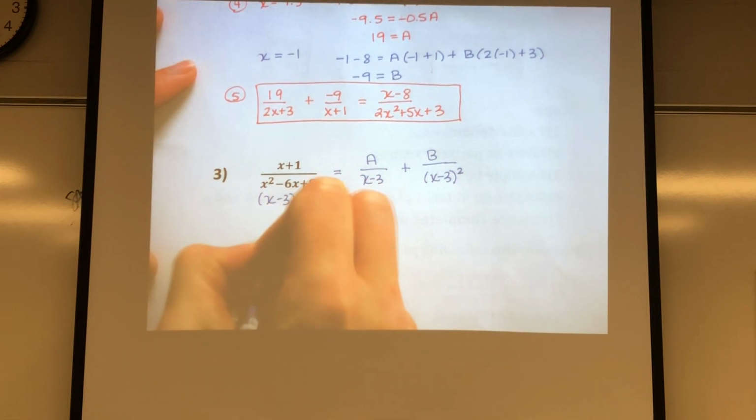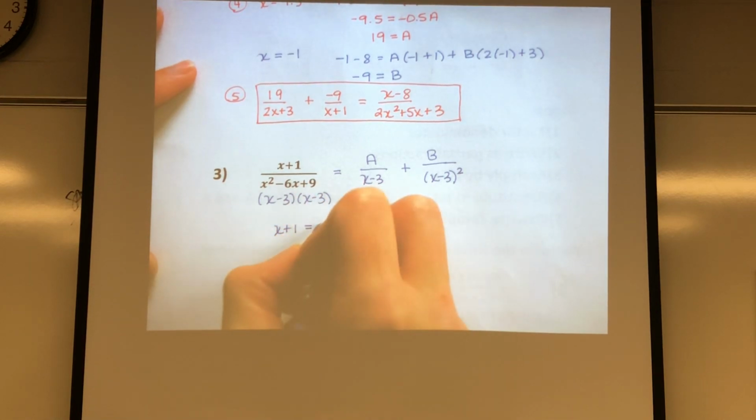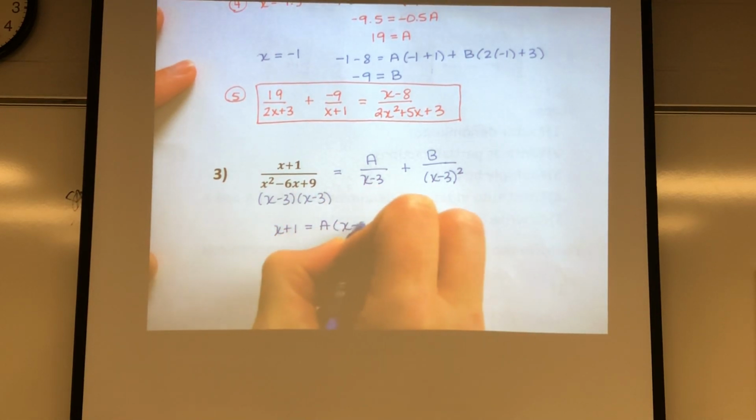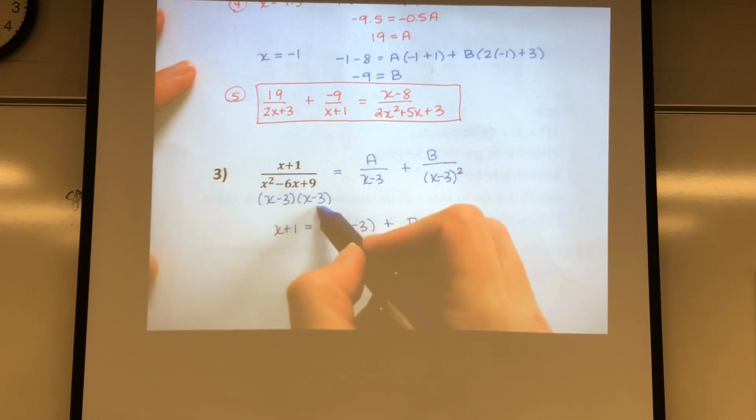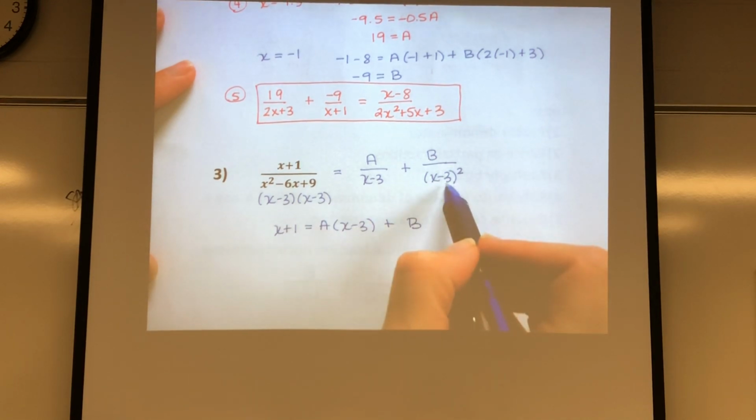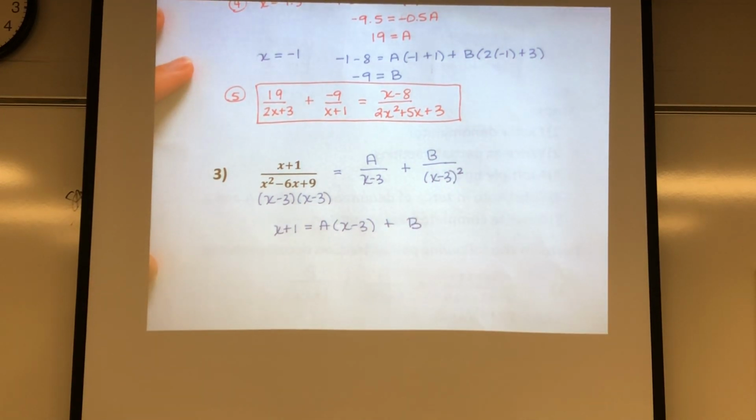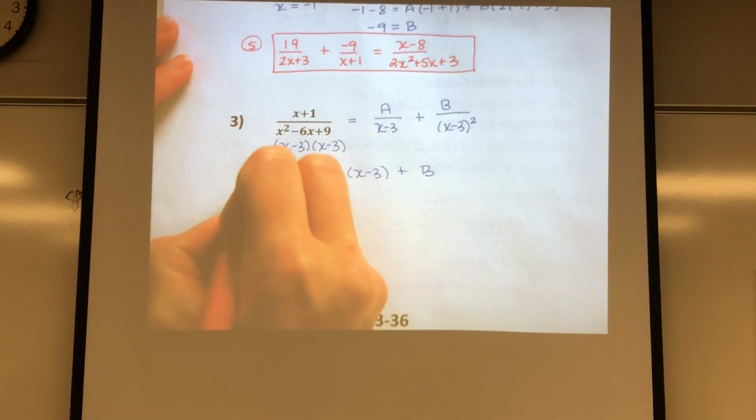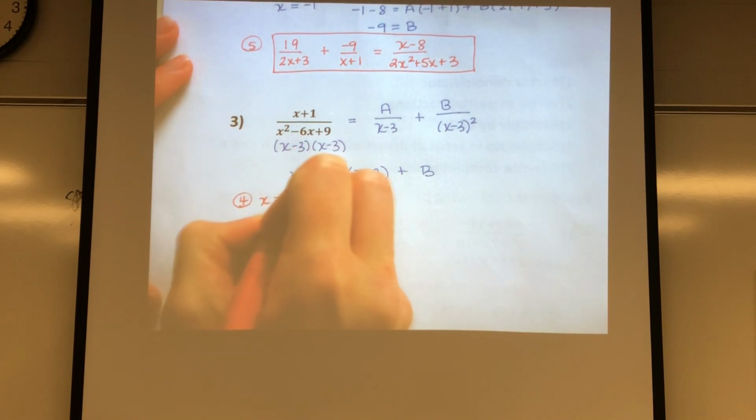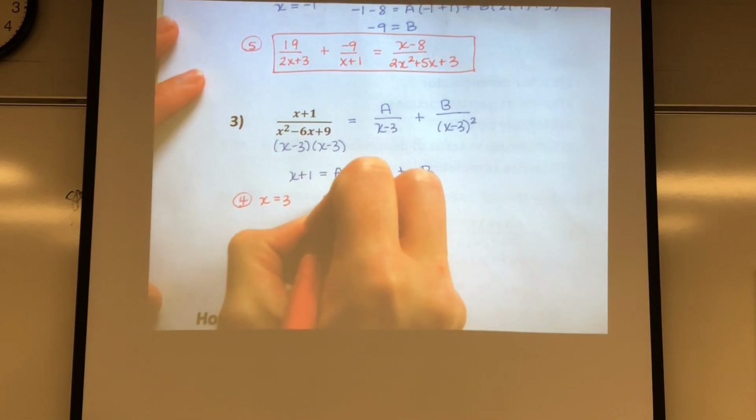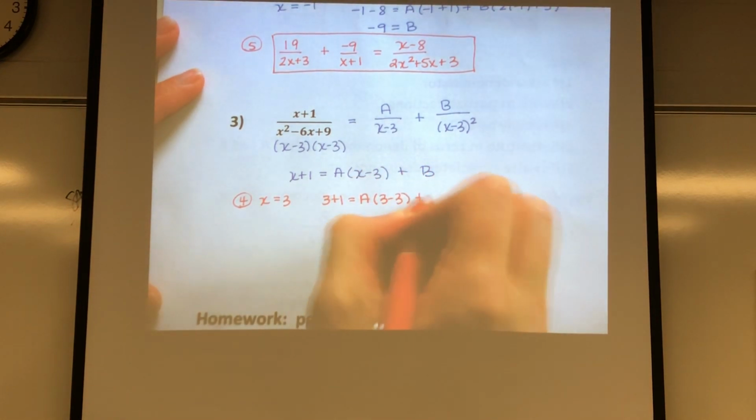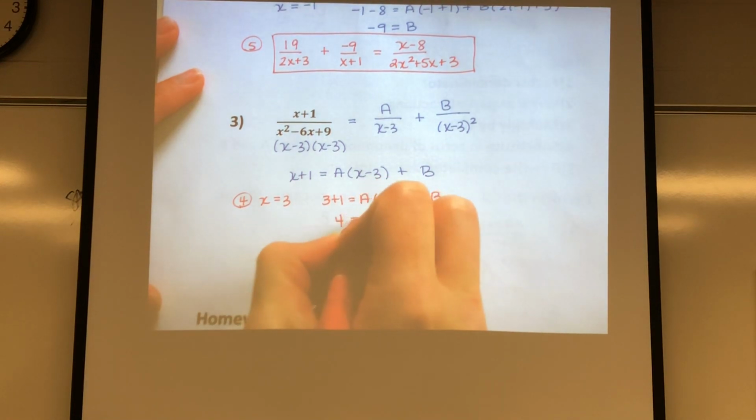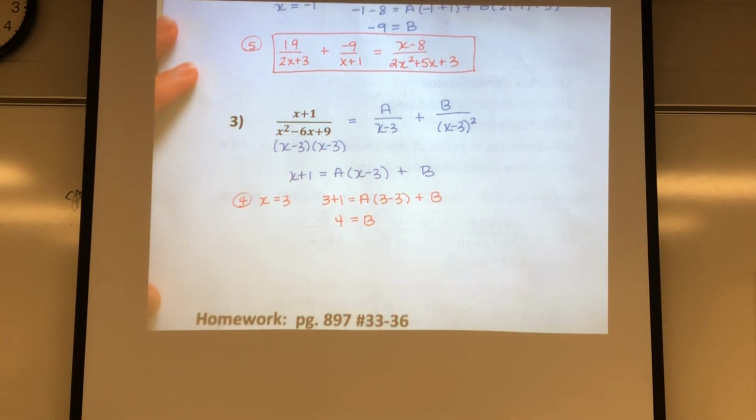So we're ending up with x plus 1 equals A times x minus 3 plus B doesn't have anything, because if you multiplied x minus 3 times x minus 3, that's the same thing as x minus 3 squared, so those would divide out. All right, so now we're on to step 4 where we're substituting in the zeros. Kind of different here too because we only have one zero, x equals 3. So we're going to substitute that in, which wipes out our A, and we find out that B equals 4.